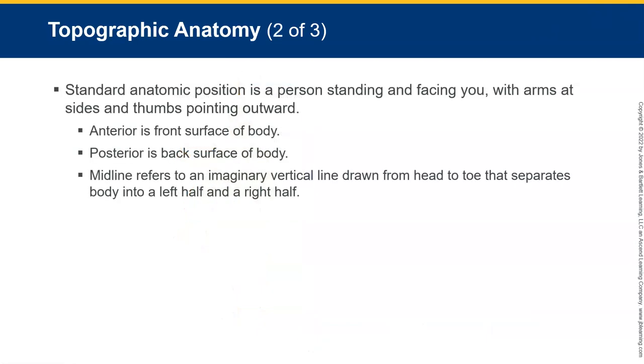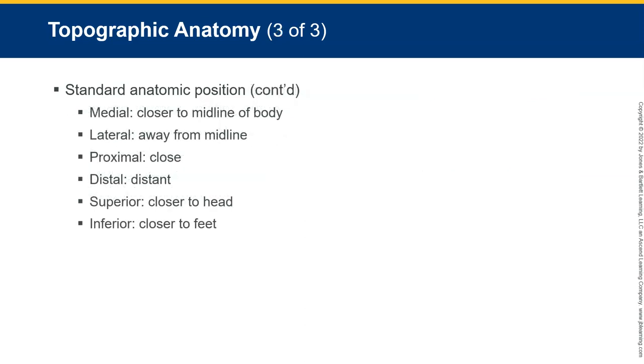Anterior is the front surface of the body and posterior is the back. Midline refers to an imaginary vertical line drawn from the head to the toes that separates the body into the left half and the right half. Now, some of those standard anatomic positions: medial means closer to the midline, closer to the middle. Lateral means away from the midline, or away from the middle.